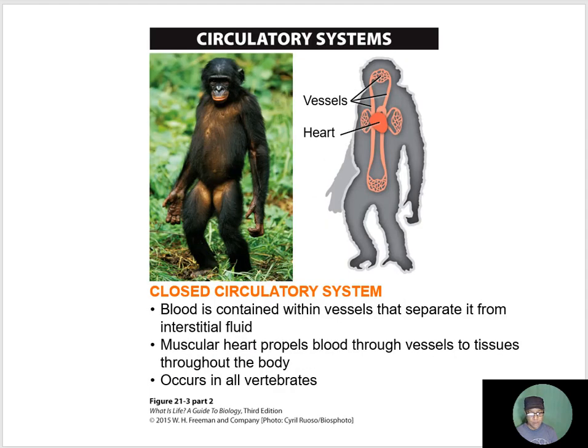But when we look at mammals, we're looking at what's called a closed circulatory system, and that's what we have. And so blood is contained within vessels that separate it from the interstitial fluid, from the fluid between the cells. And so the muscular heart, there is one, propels blood through vessels to tissues throughout the body. And this is the type of circulatory system, this closed circulatory system, that occurs in all vertebrates. Okay?